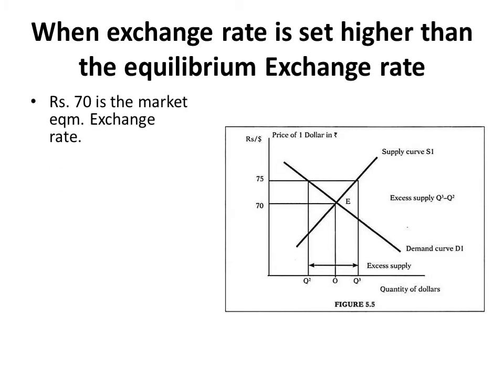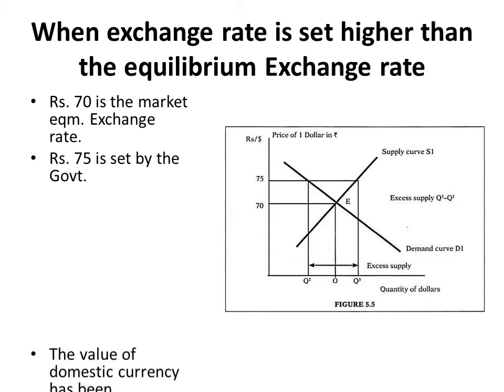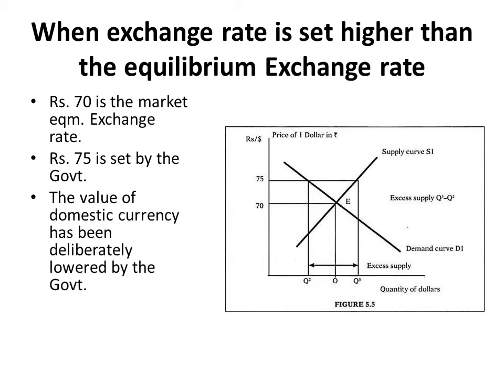Rupees 70 is the equilibrium exchange rate. Rupees 75 is set by the government under RBI. The value of domestic currency has been deliberately lowered by the government because people are now paying 75. When the rate of exchange goes up, the home currency value goes down, and this is known as devaluation. So hence this is a new point for you, devaluation.